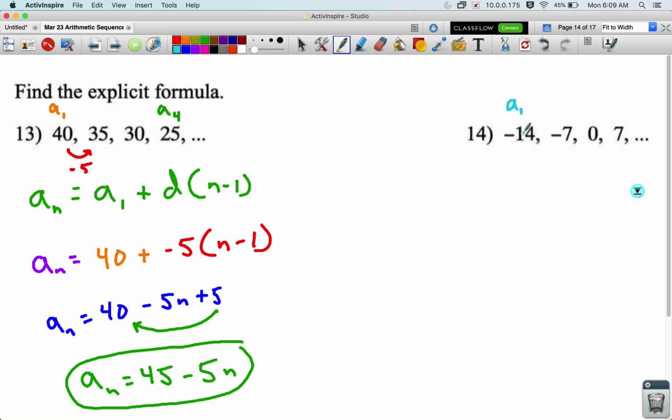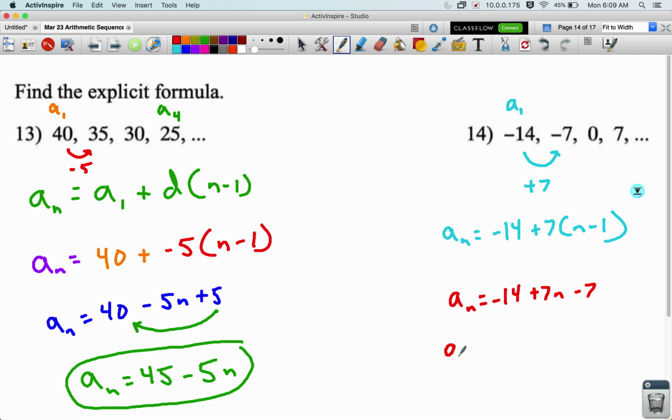A sub 1 is negative 14. Our common difference is we are adding 7. You can do subtraction to double check that. And we'll get that a sub n equals negative 14 plus 7 times n minus 1, and then just simplify from there. Bring that negative 7 in front, negative 21 plus 7n.